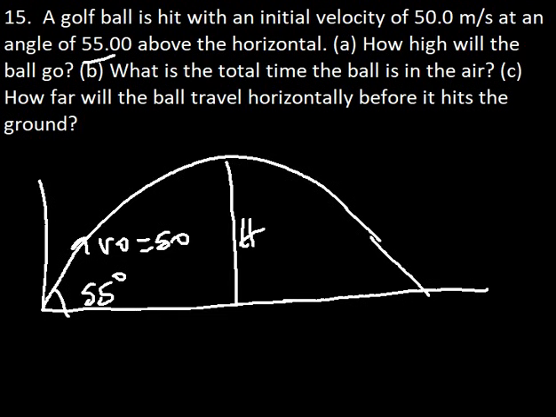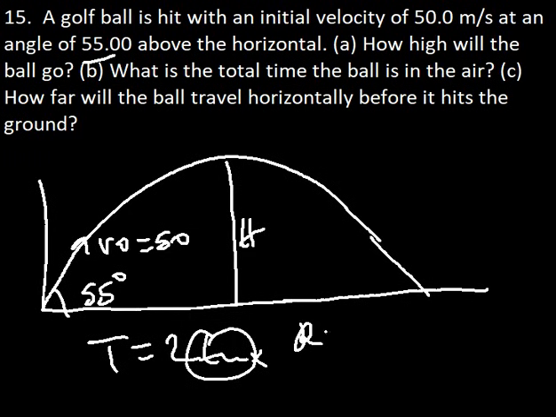What is the total time the ball is in the air? We are looking for the total time, which is 2 times t max. You have to calculate what t max is for this case. And how far would the ball travel horizontally? We are looking for the length, that is v naught squared sin 2 theta over g. You can have that.